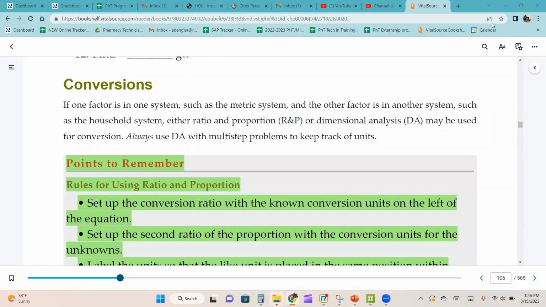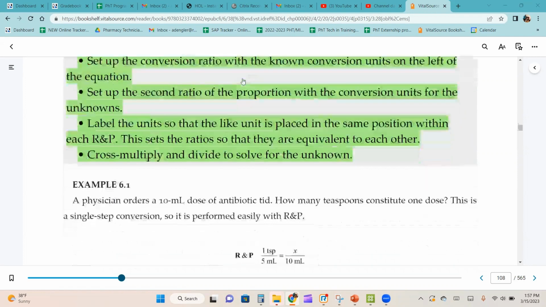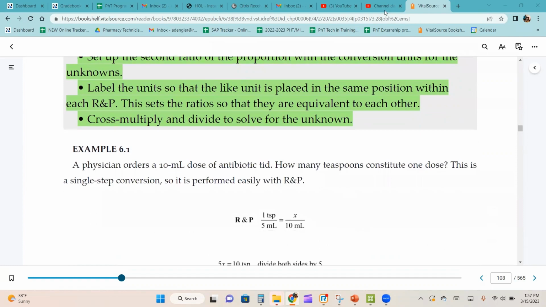All right, if one factor is in one system, such as the metric system, and the other factor is in another system, such as the household system, you can use ratio and proportion or dimensional analysis. Some points to remember: set up the conversion ratio with the known conversion units on the left of the equation. Set up the second ratio of the proportion with the conversion units for the unknowns. Label the units so the like unit is placed in the same position in each ratio and proportion. This sets the ratios so that they are equivalent to each other. Cross multiply and divide to solve for the unknown. So we'll do example 6.1.